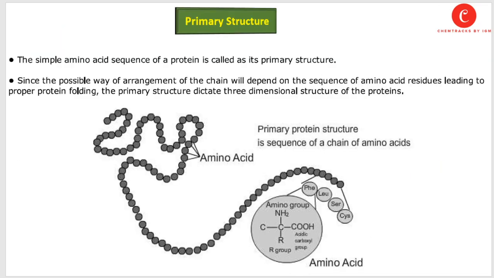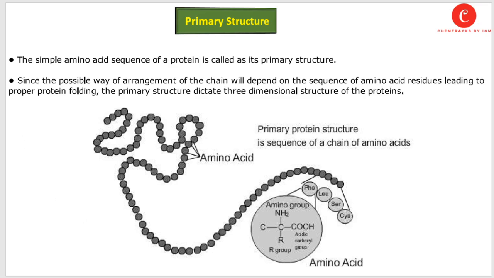Basically, the simple amino acid sequence of a protein is called its primary structure. This is basically the simple, straight chain sequence of amino acids. These small balls are basically amino acid units or amino acid molecules like phenylalanine, leucine, serine, and cysteine.